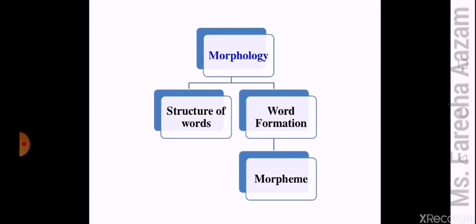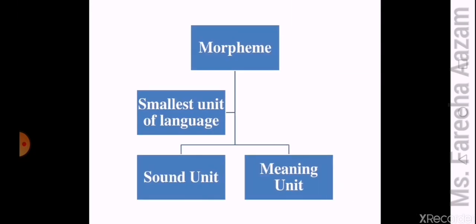Basically we are going to study the structure of words and word formation, and in word formation we will study morphemes in depth as well. Morpheme. What is a morpheme? A morpheme is the smallest unit of a language. In the smallest unit of a language, there is meaning and there is a sound unit as well.